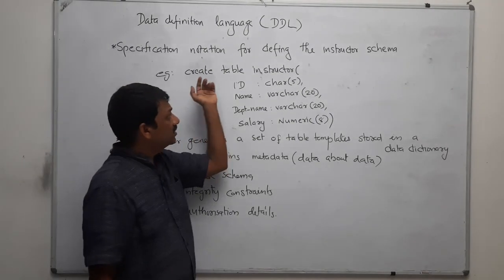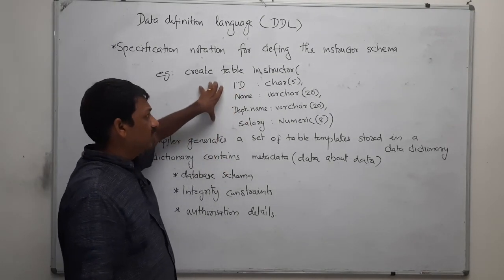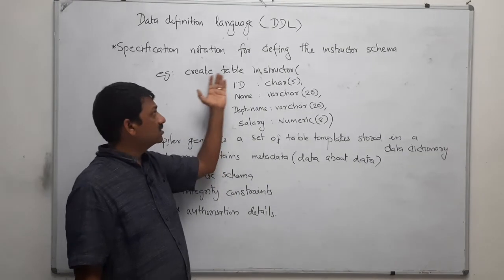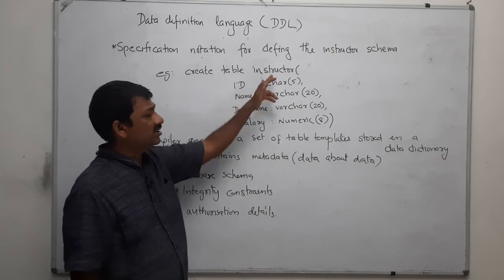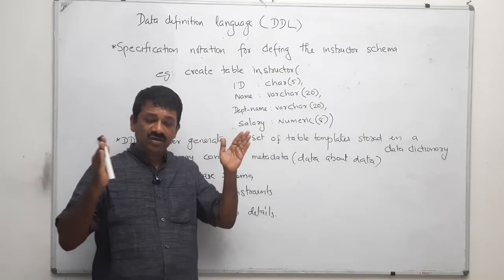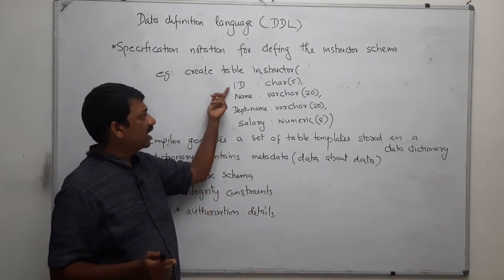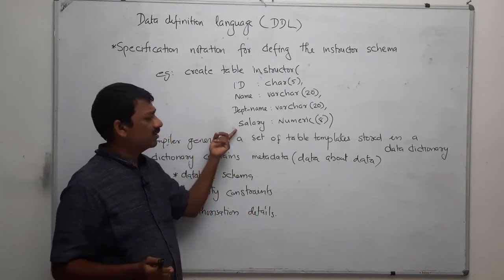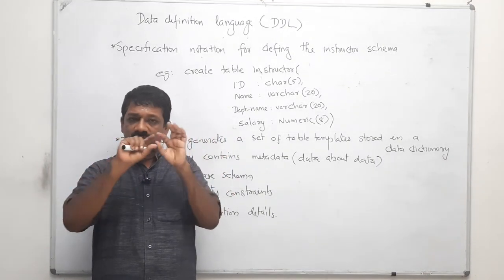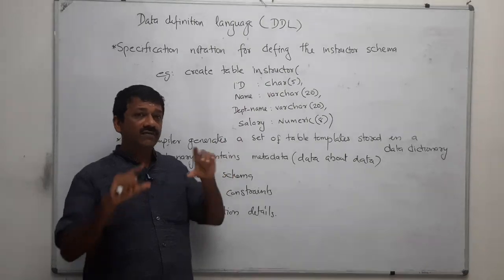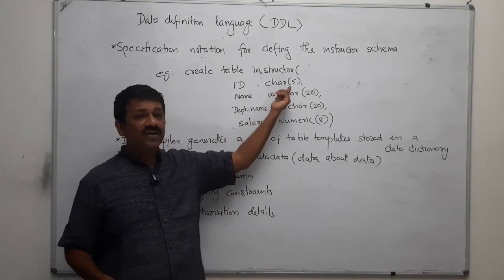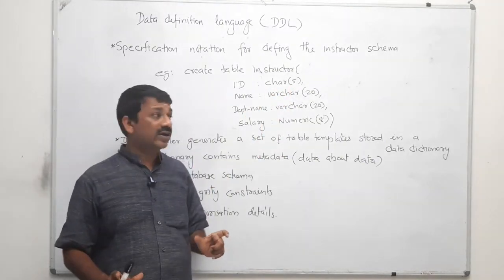Here for example, this is an instructor table, and the data definition language in SQL for accomplishing this task is create table instructor. This instructor table should have four attributes: ID, name, department name and salary. That means four columns are there. Each tuple or each instructor record has four different fields, and ID is having five characters. Definitely there should be 5 characters.